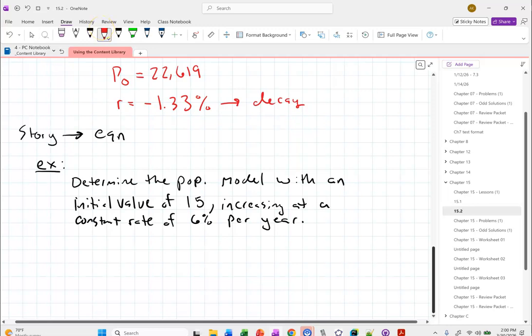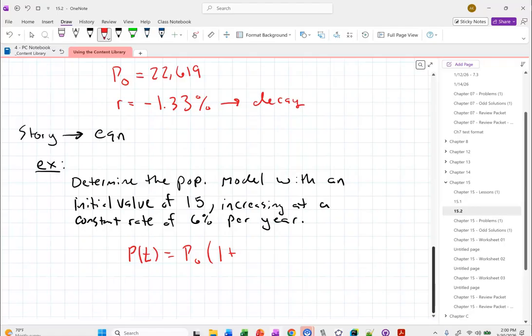Okay, so this says determine the population model. I'm going to stop right there because it's asking for a population model. I know I'm going to be using the model that I introduced to you at the start of the lesson. Just put the model there. It then says it has an initial value of 15. Well, the initial value is P naught, so I'll fill that in. Increasing at a constant rate of 6%. So R is 6.